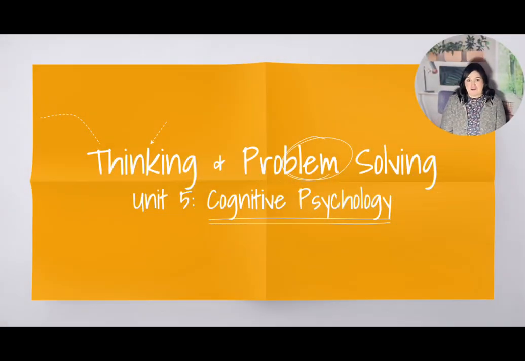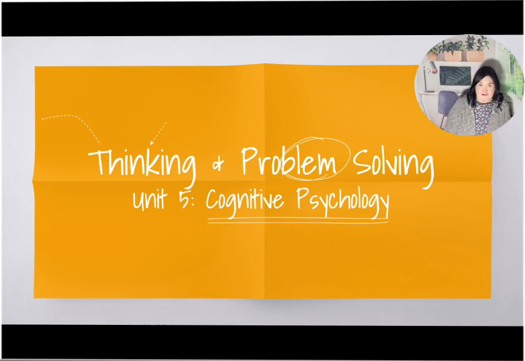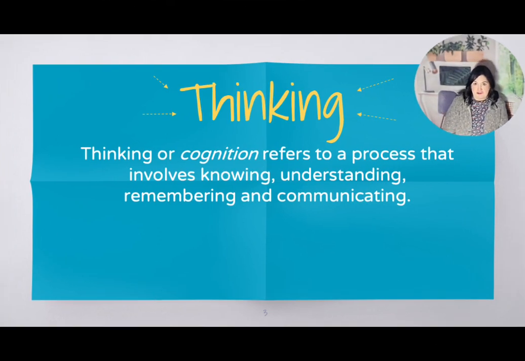So we're moving right along and moving on to thinking and problem solving, which is all about thinking, right? We've talked now about memory and forgetting. Now let's move forward to cognition itself, and that's what leads us to problem solving. There's lots of different things to think about here. So thinking or cognition refers to a process that involves knowing, understanding, remembering, and communicating. These are the buzzwords for cognition.